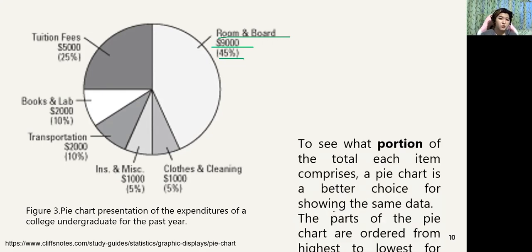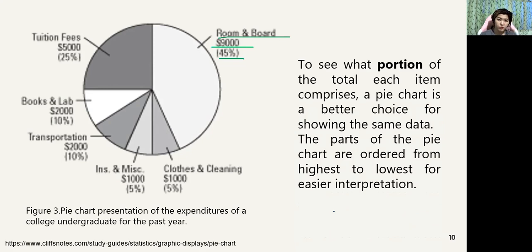Okay? So to see what portion of the total each item comprises, a pie chart is a better choice for showing the same data. It's still the same, right? But as you can notice again, it's arranged from highest to lowest or lowest to highest. So, small, getting bigger and bigger. Or big, getting smaller and smaller. There's more to look at. But this pie chart works best with only a few categories.